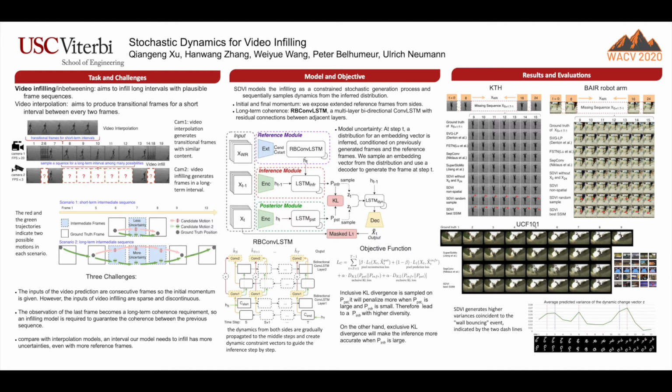To train the model, we designed two kinds of losses. Pixel losses supervise the reconstruction quality of the generated frames. Dynamic losses make sure the inferred dynamic is close enough to the dynamic of the ground truth sequence.